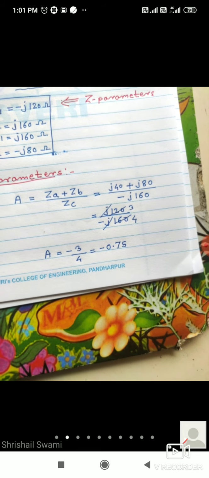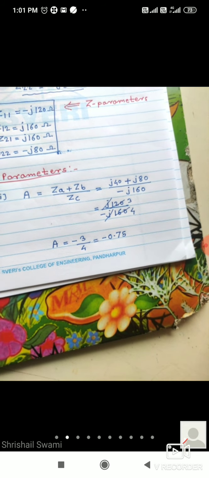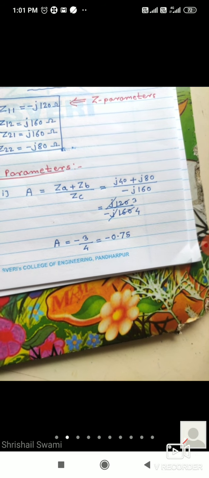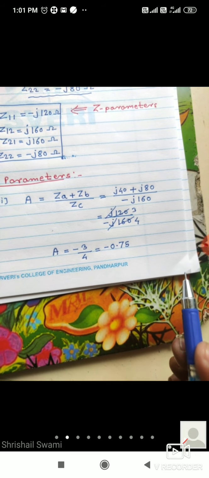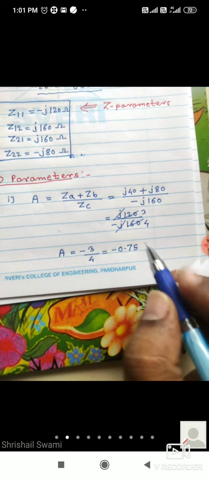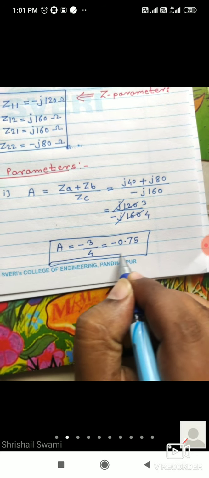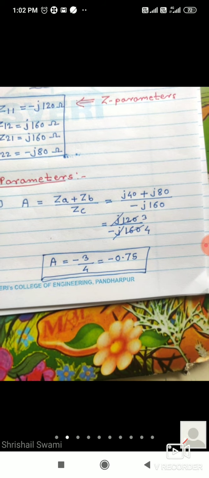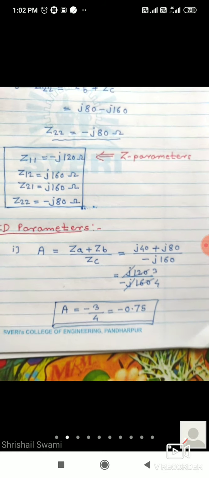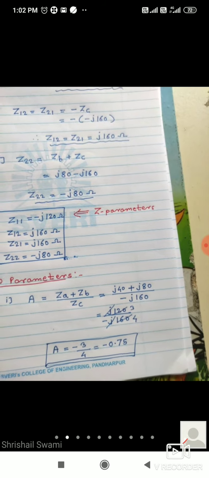So what is the unit of A? A parameter काय असतो unit सांगा. A is voltage gain. A is equal to काय असतो? Voltage gain असतो. Okay, no unit, that is unitless. So A is equal to minus 0.75. The next, what is the formula for B?